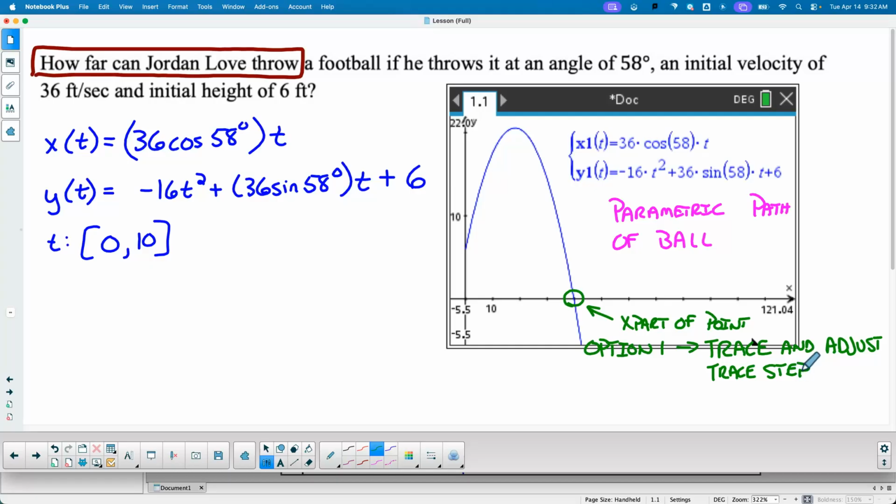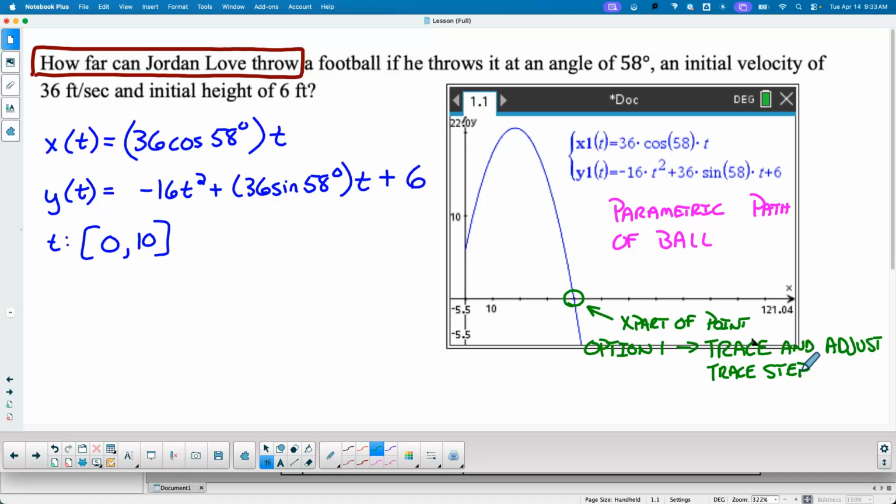Okay? Option 2 is a little more involved, but more accurate. Option 1, the trace, is quicker, but less accurate. Option 2 is more involved and more accurate. Which option do you think we would like to go with?